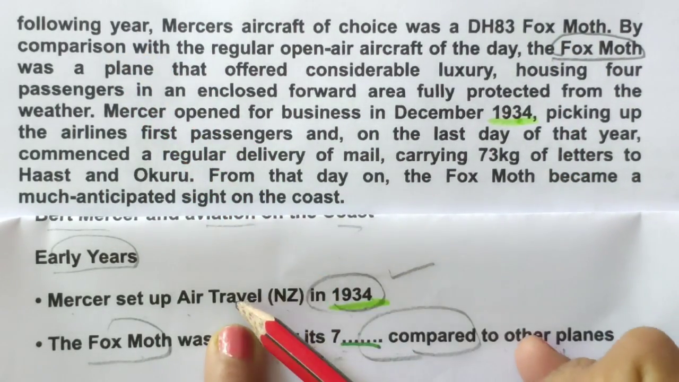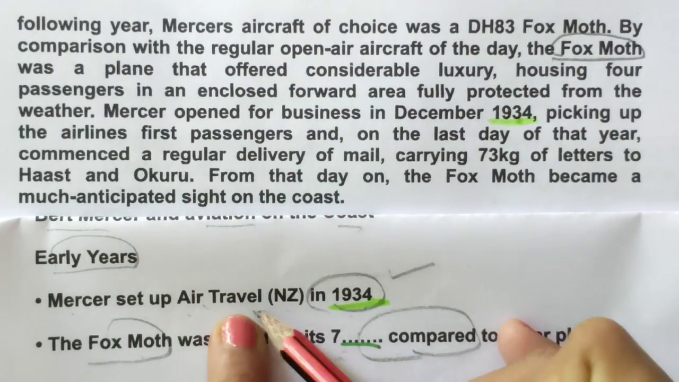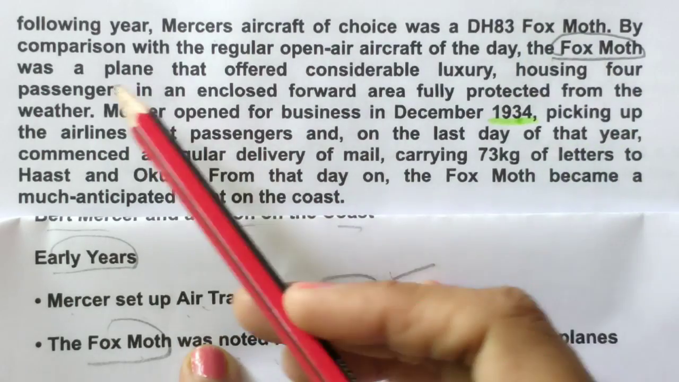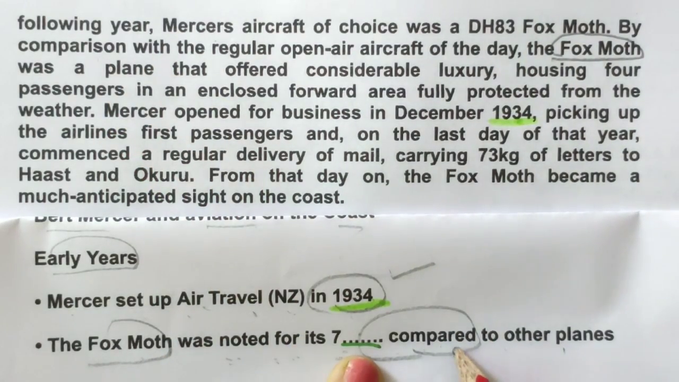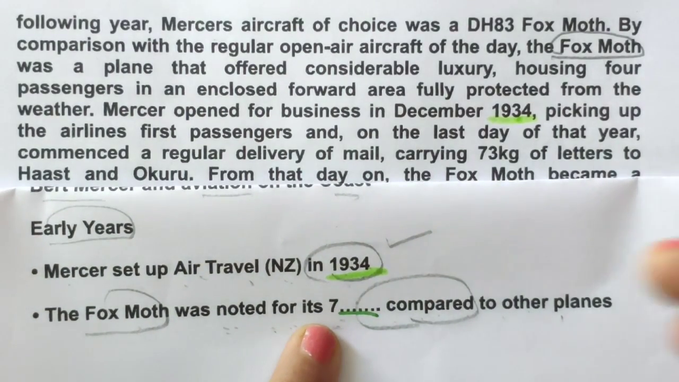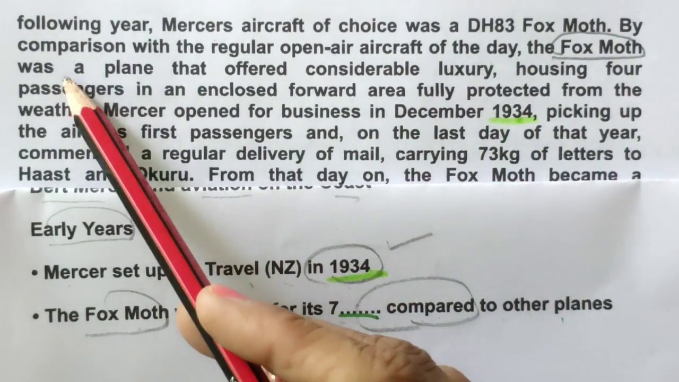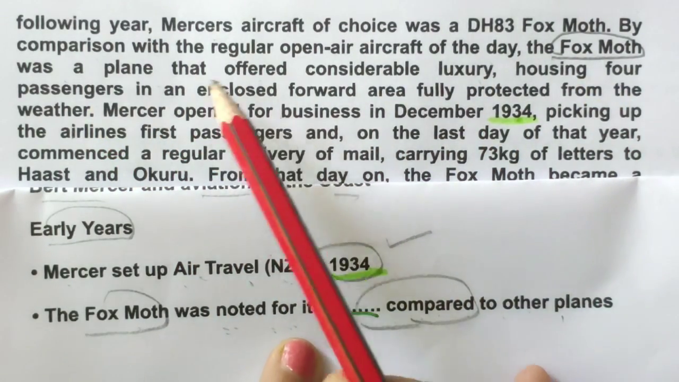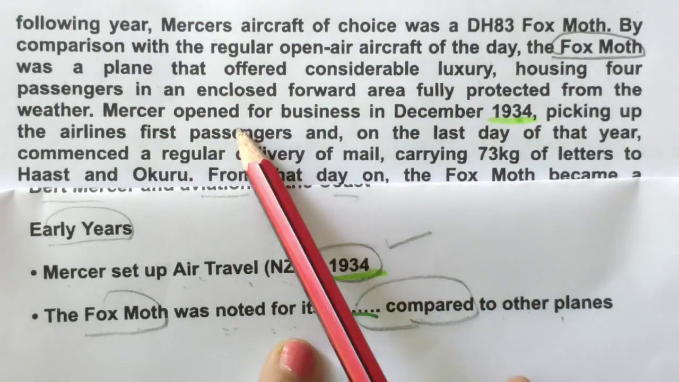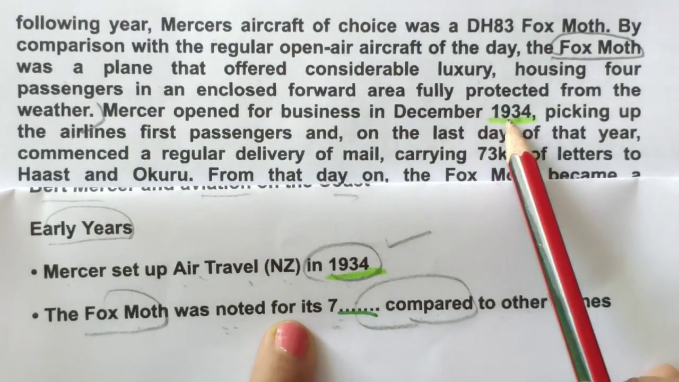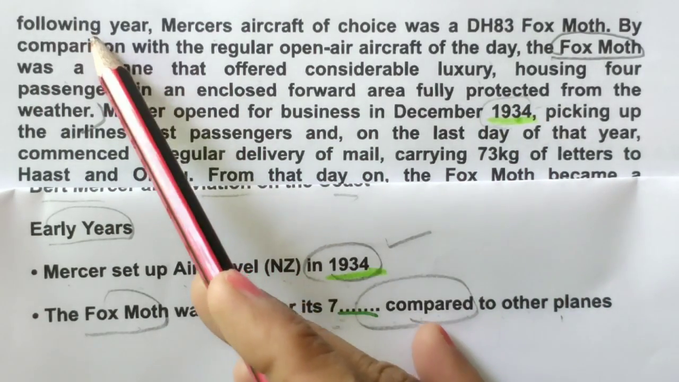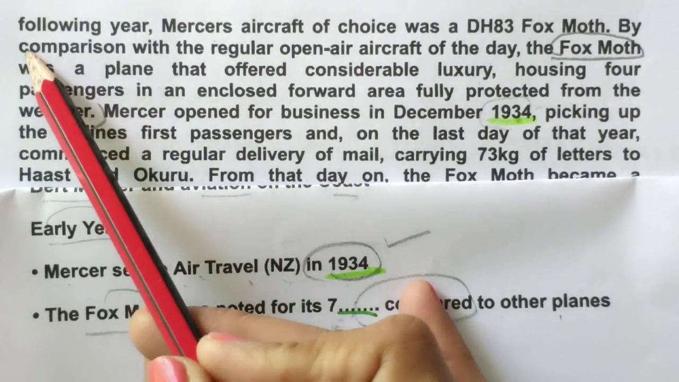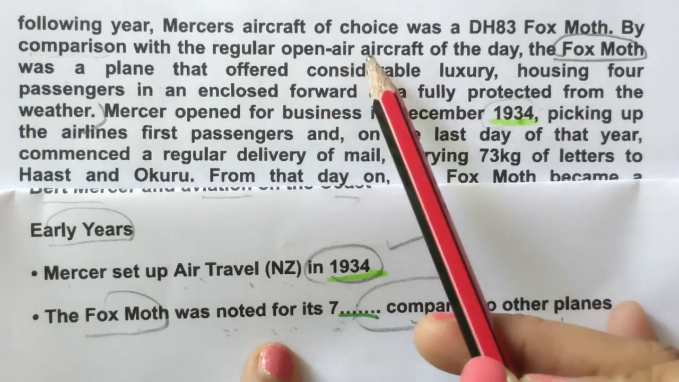So here we got on the previous page air travel. Following year, Mercer's aircraft of choice was this Fox Moth. By comparison, the word is also there. See this, comparison with the regular aircraft of the day. The Fox Moth was a plane that offered considerable luxury, housing four passengers in the enclosed forward area protected from the weather. So 1934 is the following year they have written, so we have to find Fox Moth. Comparison is there, by comparison with the regular open craft.